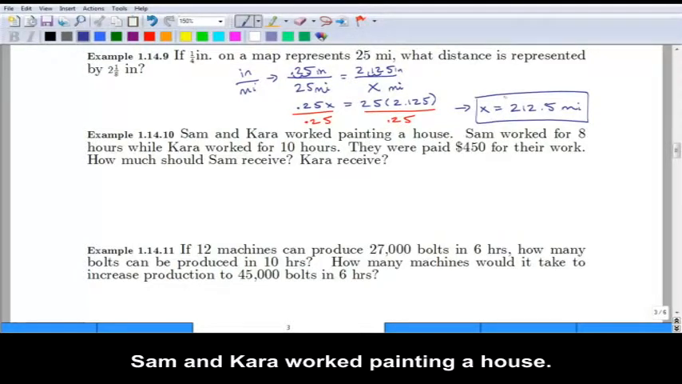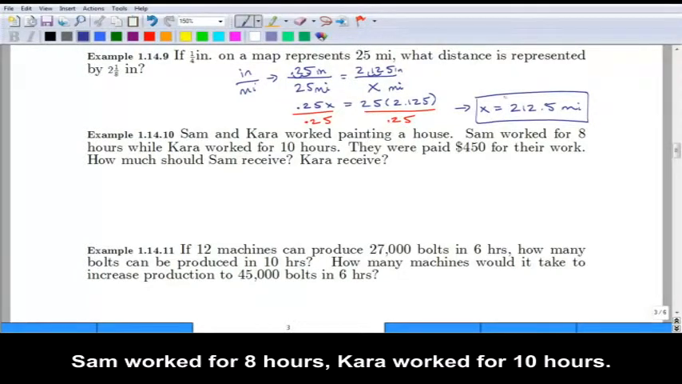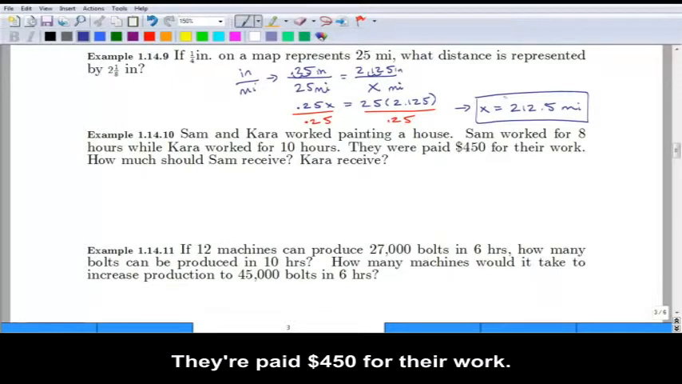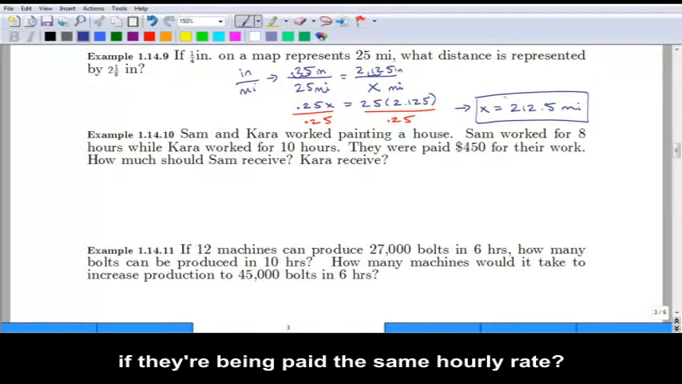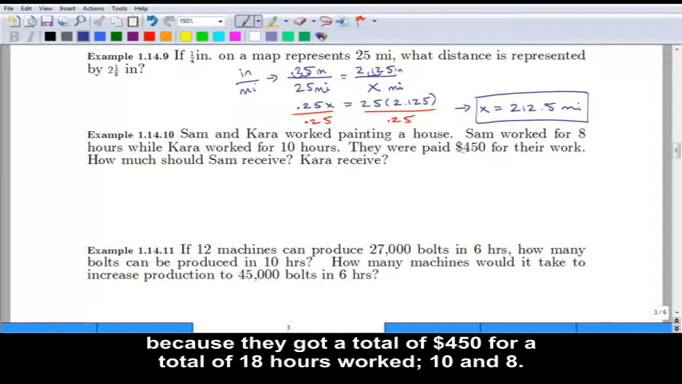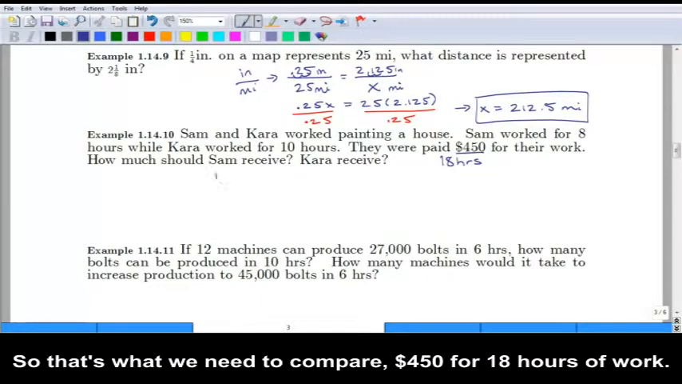Sam and Kara work painting a house. Sam worked for 8 hours, Kara worked for 10 hours. They're paid $450 for their work. How much should Sam receive, and how much should Kara receive if they're being paid the same hourly rate? So in this case, we need to be careful here because they got a total of $450 for a total of 18 hours worked, 10 and 8. So that's what we need to compare, $450 for 18 hours of work.